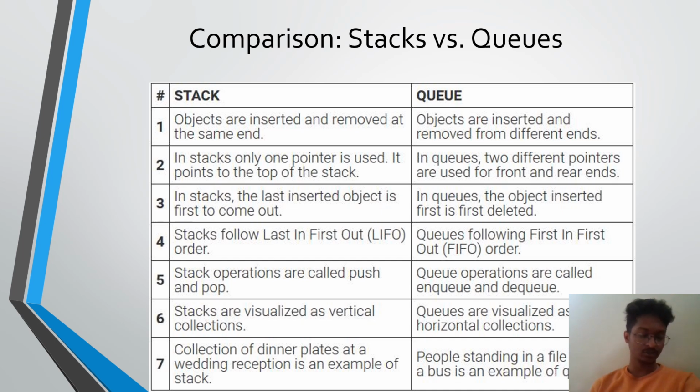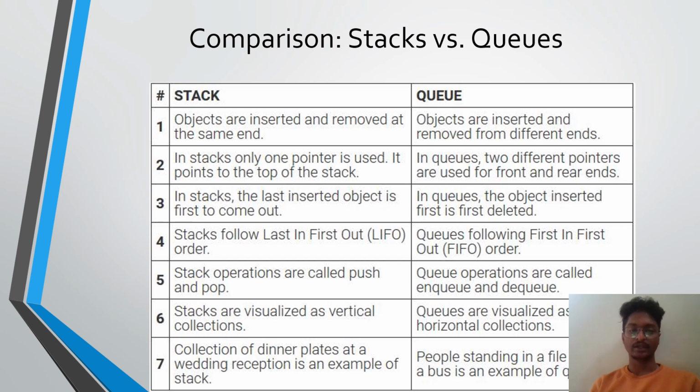Stacks versus queues. Let us know the difference between stacks and queues. Stacks: objects are inserted and removed at the same end. Queues: objects are inserted and removed from different ends. In stacks, only one pointer is used. It points to the top of the stack. Whereas in queues, there are multiple ends, that is the rear end and the front end.